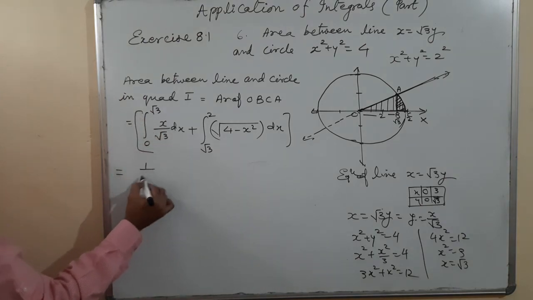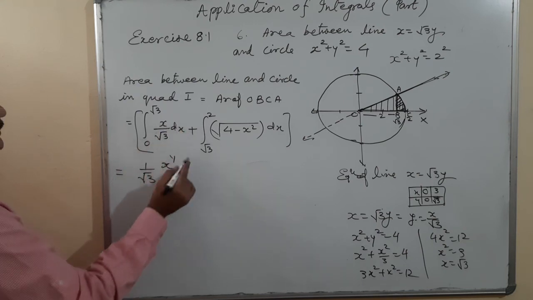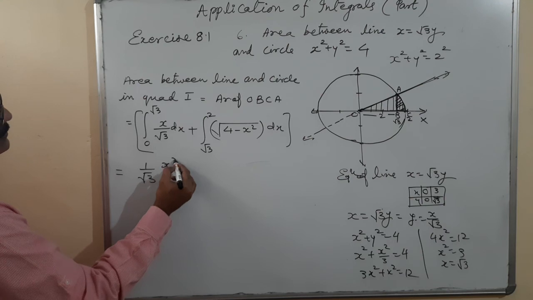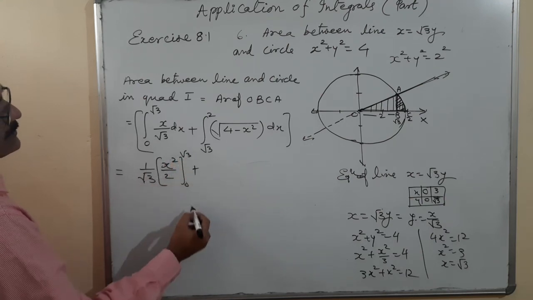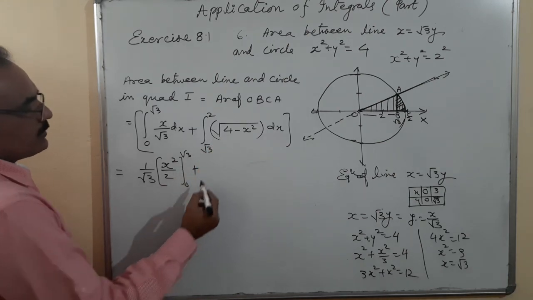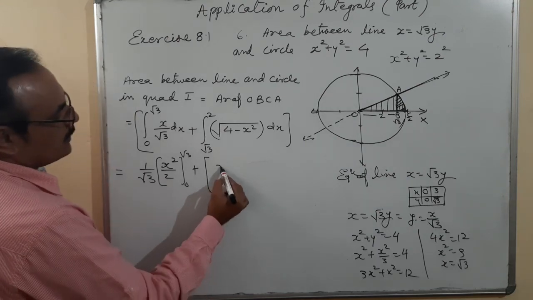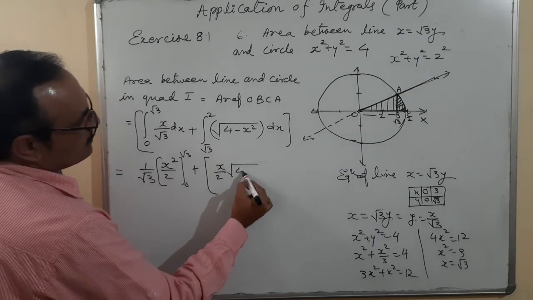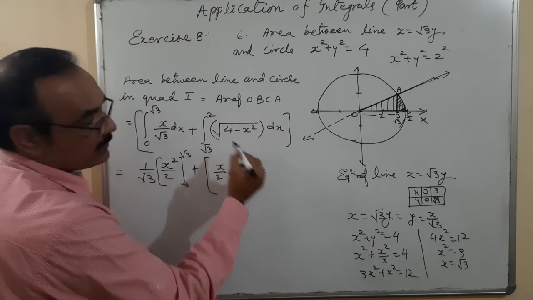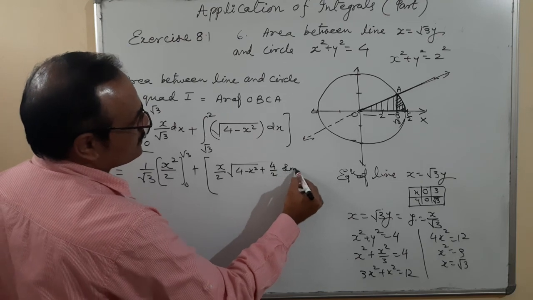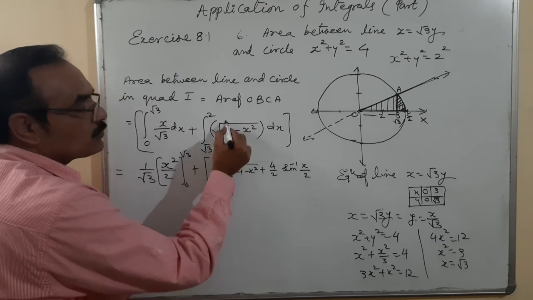Integrate 1 upon root 3, constant, x to the power 1 by 1 plus x to the power 1 is here, so x to the power 2 upon 2, limit 0 to root 3, plus this is under root x square plus a square. Again using the same formula, under root a square minus x square, x upon 2 under root a square minus x square, plus a square upon 2, a square, 2 square, so it is 4 upon 2 sine inverse x upon a. What is a? A is 2, not 4, because 4 is 2 square.